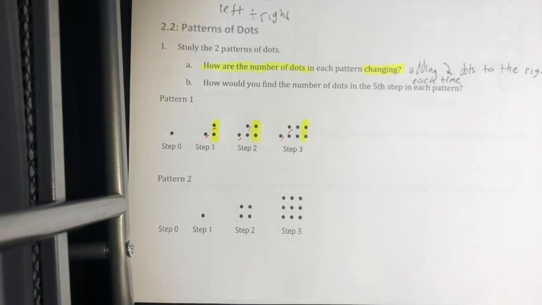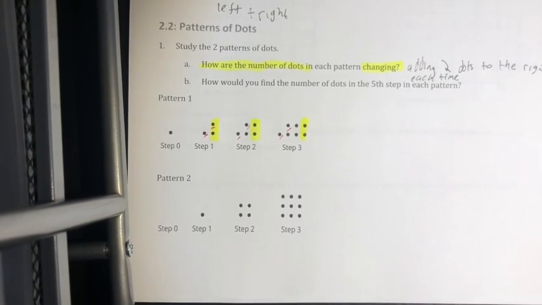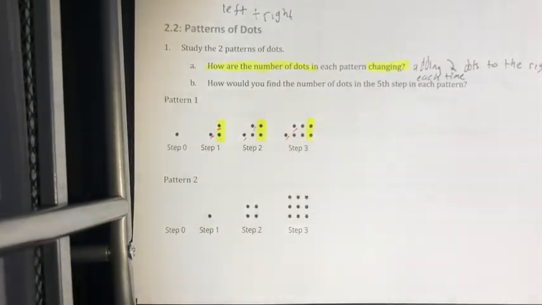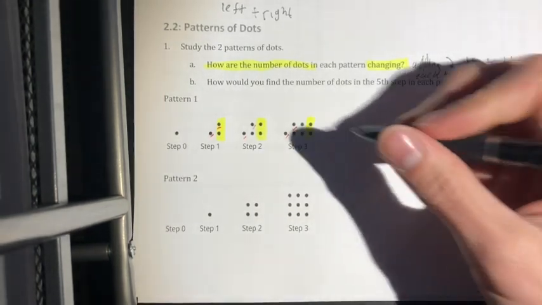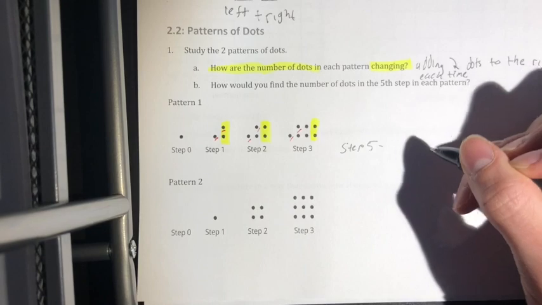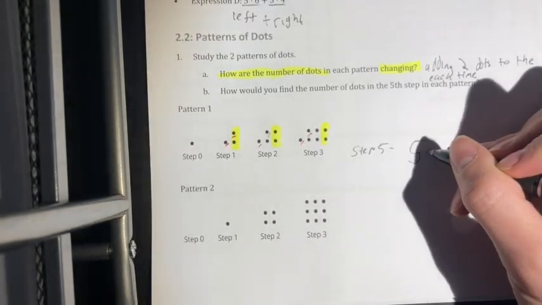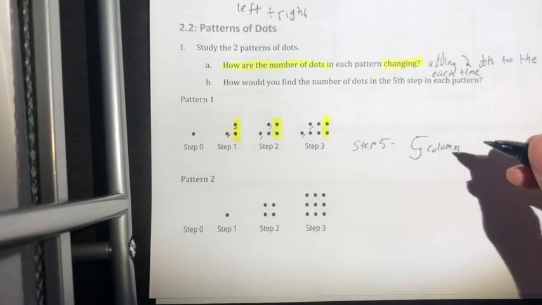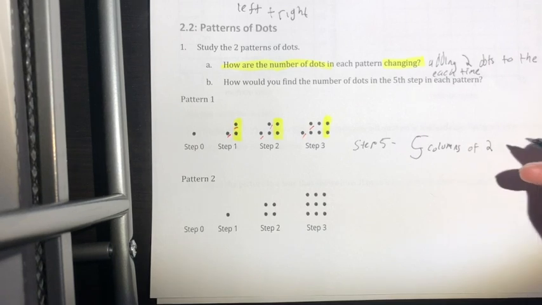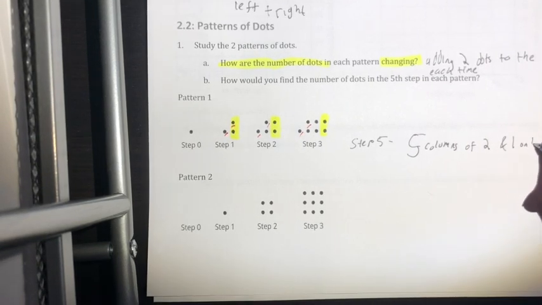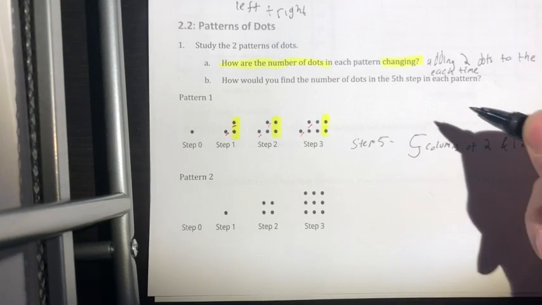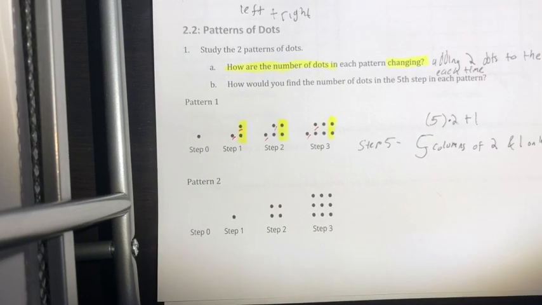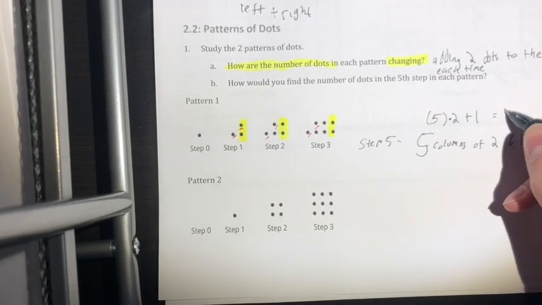So how would I find the number of dots in the 5th step in each pattern? Well, I've noticed that in step 1, there's 1 column of dots. In step 2, there's 2 columns of dots. So in step 3, there's 3 columns of dots. So in step 5, there will be 5 columns. 5 columns of 2, and 1 on the left. So it's going to be 5 for this 5th step times 2 plus 1. So it'd be 11.